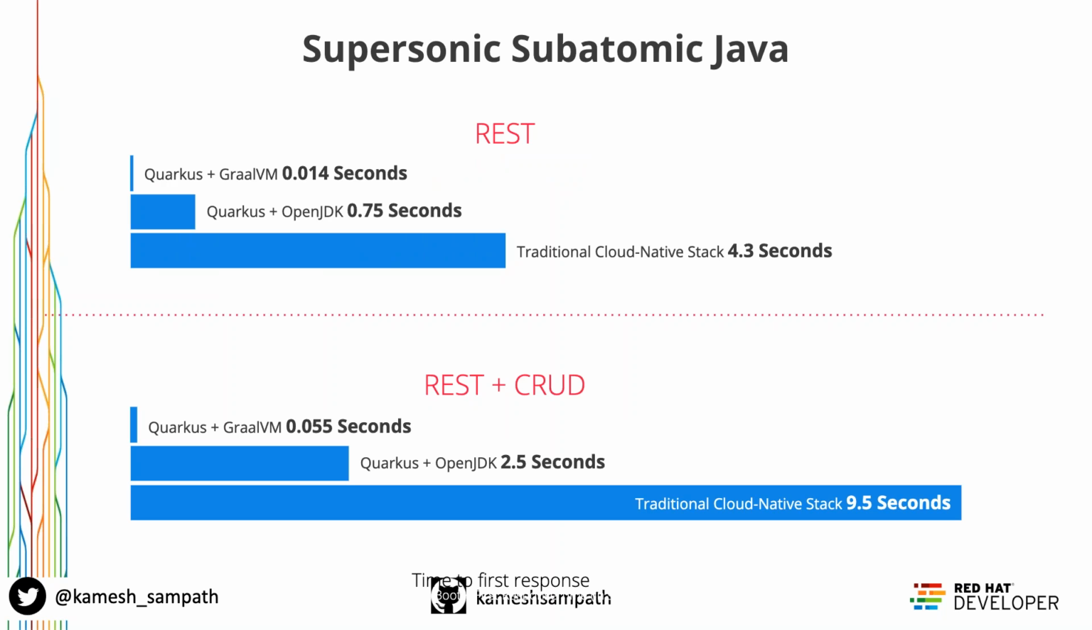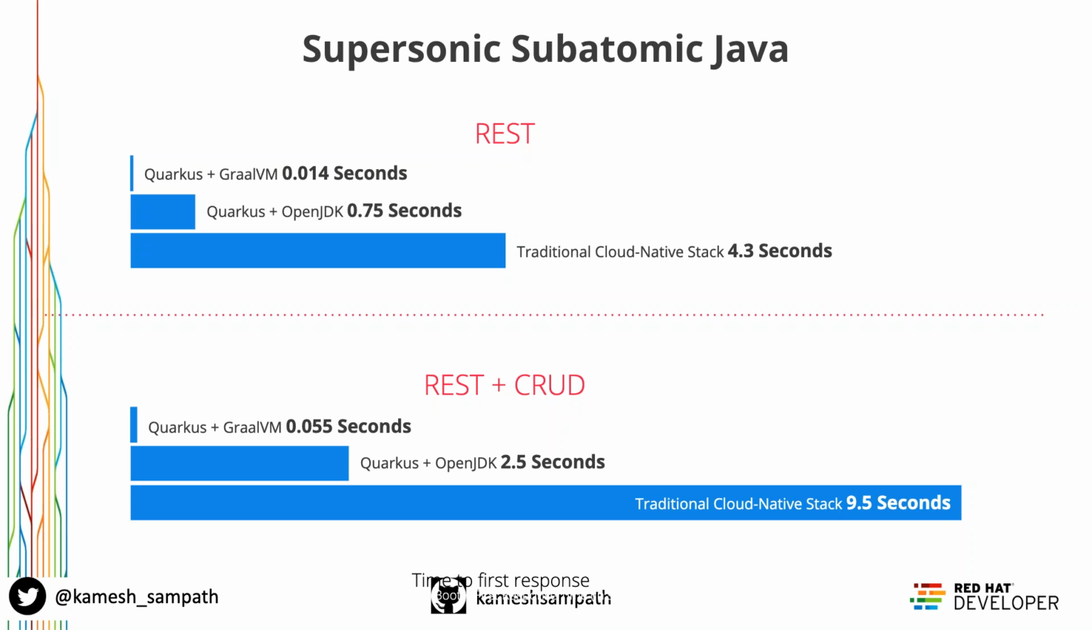And this is speed. What I mean by speed here is the moment I'm up to serve your request. That's what I call the response time. In this case, Quarkus in JVM mode takes you about 0.75 seconds. And then Quarkus GraalVM mode takes you 0.014 seconds. We saw a few examples there as well, right?